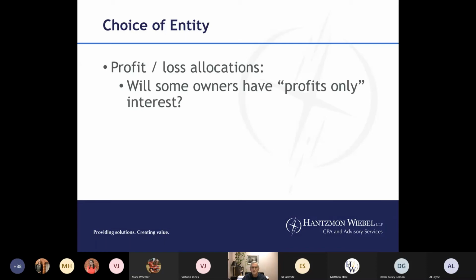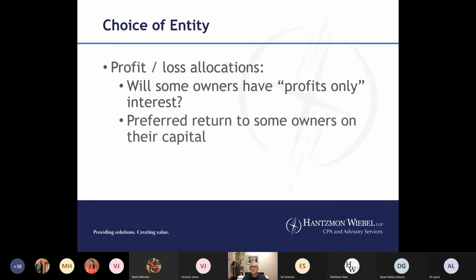We talked a little earlier about a preferred return to some owners on their capital. That can affect how many dollars of profit go to me first as a return on my capital, and then we share the rest of the profits in some profit-sharing ratio, but only after I get my preferred return. That can affect the choice of entity, because some things are possible in an LLC and a partnership that are not possible in S corps.